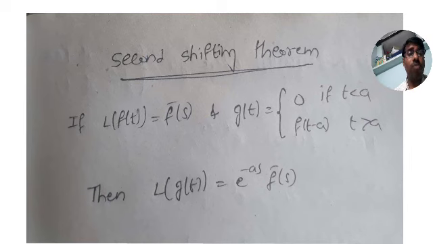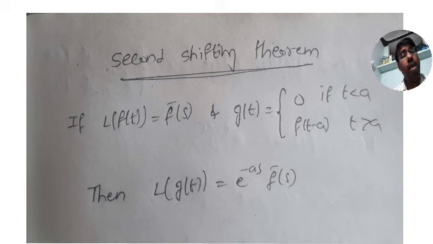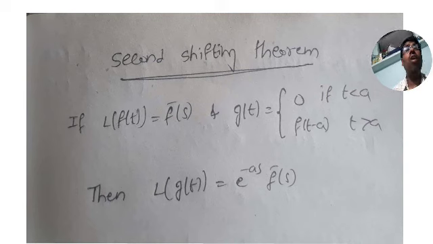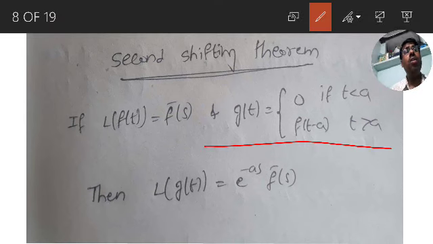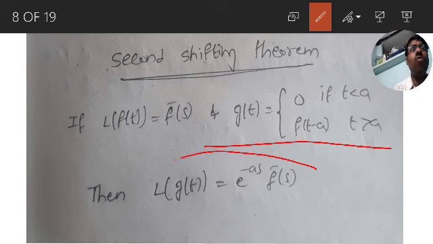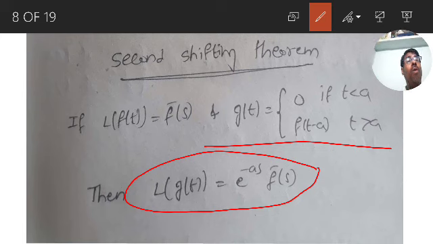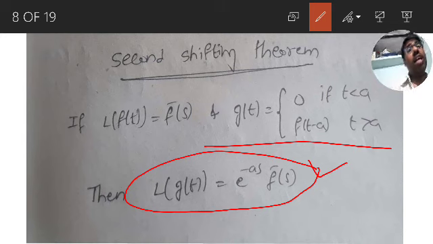In the unit step function, what did we get? E power of minus as by s, that is e power of minus as into 1 by s, that is f bar of s where f of t is 1, L of 1. Now L of f of t is f bar of s. It is defined in a very similar way, g of t. Therefore the Laplace transform of g of t is e power of minus as into the Laplace transform of f of t, that is f bar of s. So remember, this is our second shifting theorem.